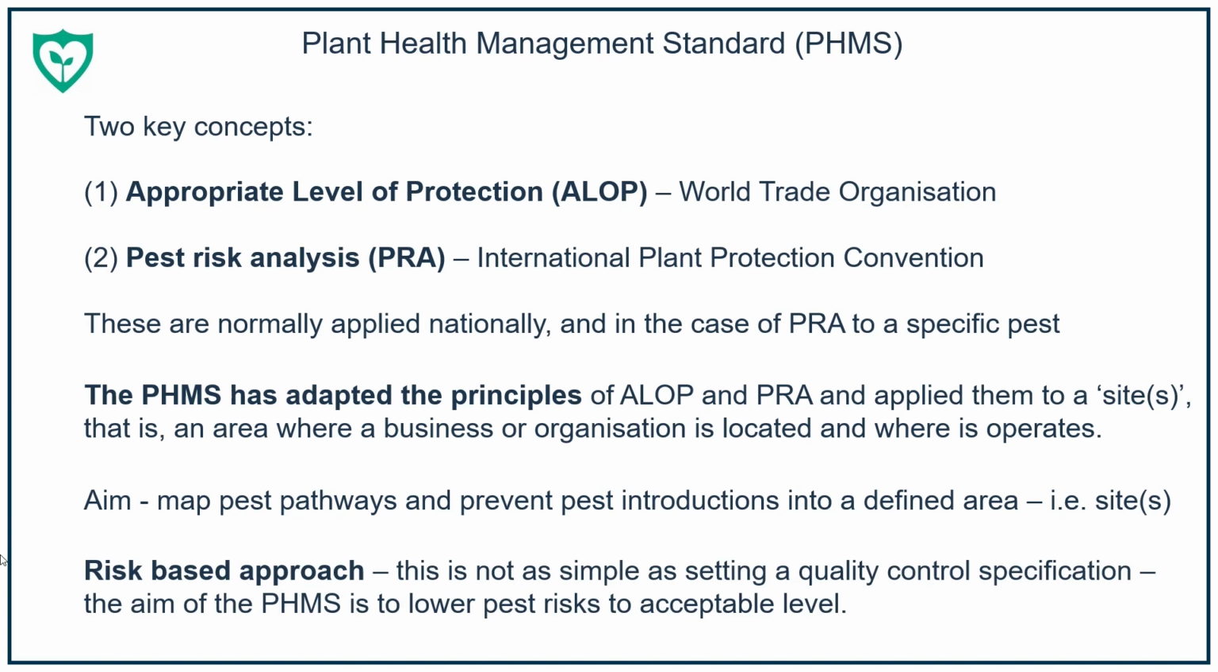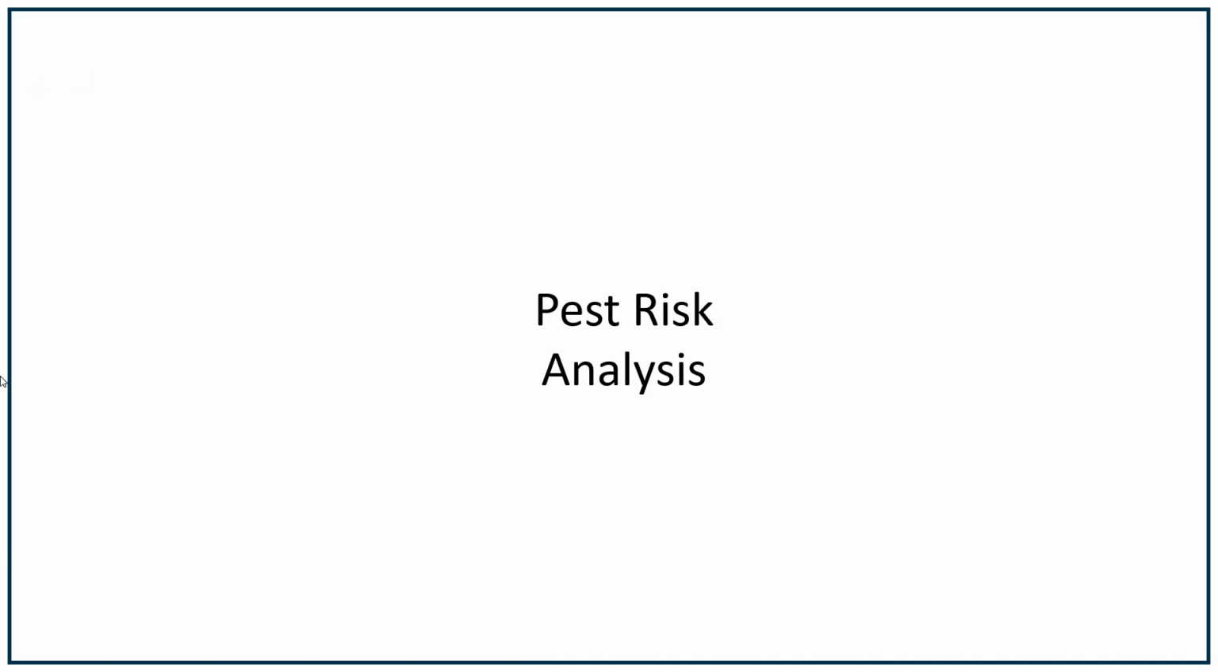The Plant Health Management Standard takes a risk-based approach. So it is not as simple as setting quality control specifications. What we're aiming to do is to identify and lower the risks associated with growing and trading plant material to an acceptable level. The pest risk analysis process is at the heart of the Plant Health Management Standard. It places responsibility on a business or organisation to conduct a systematic analysis of the critical points of their operations. It can be summarised as follows.